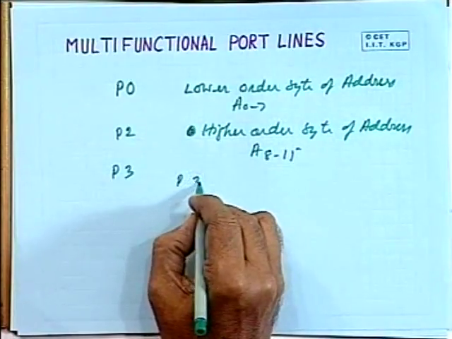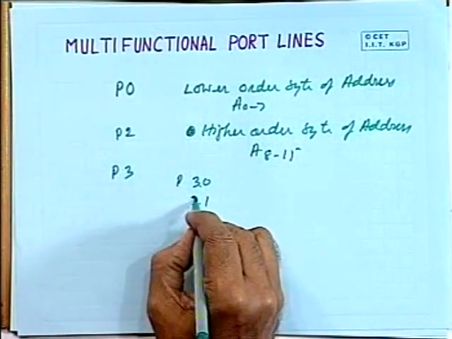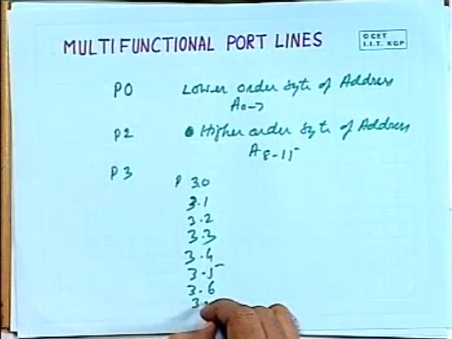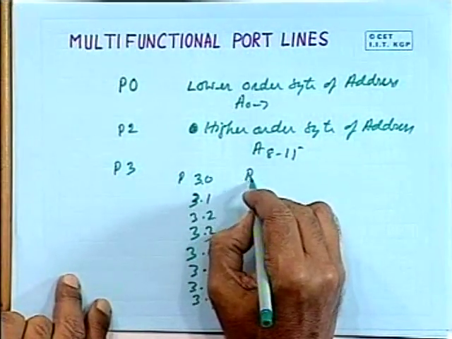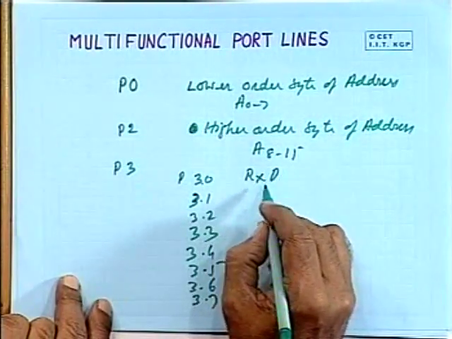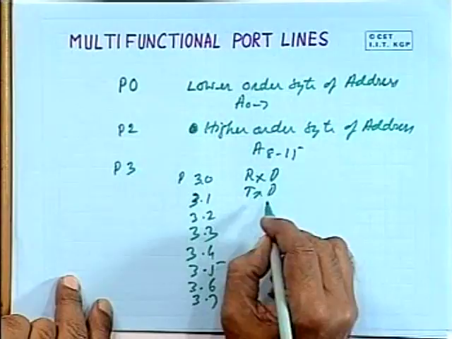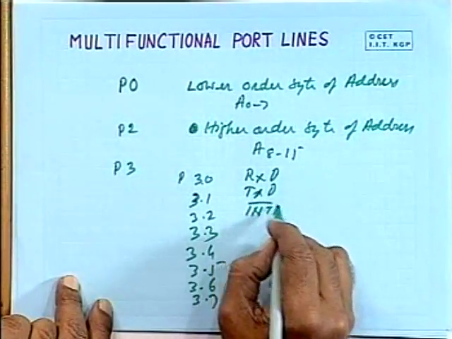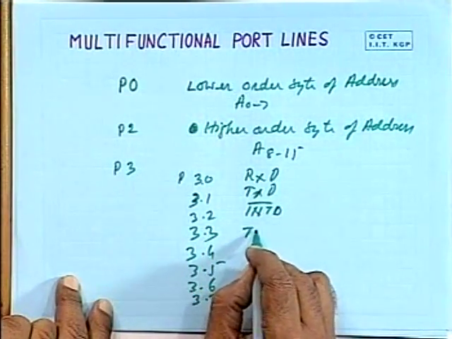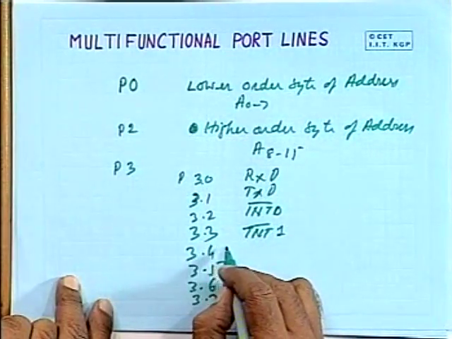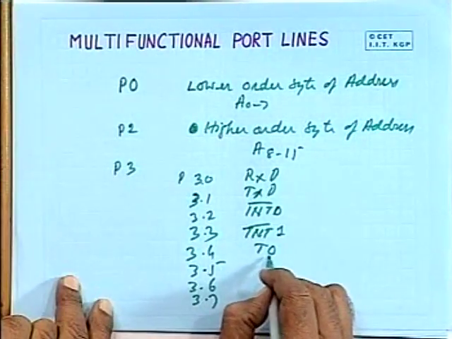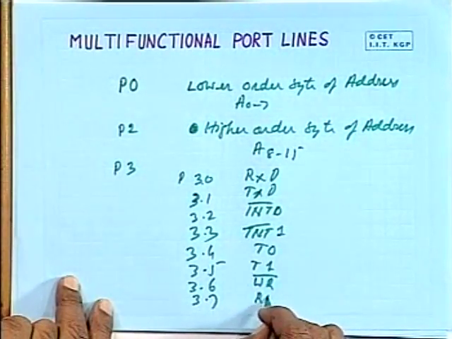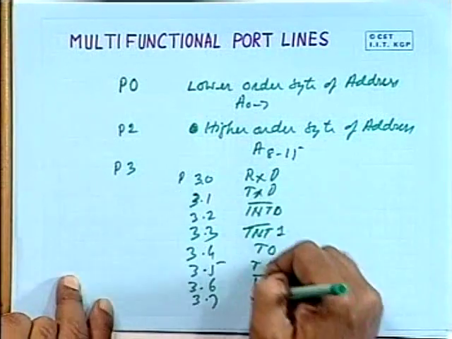For example, P3.0, 3.1, 3.2, 3.3, 3.4, 3.5, 3.6, 3.7, all are multifunctional, which is used as RxD, that means receive line for the serial data transfer, TxD, transmit line for the serial data transfer, and we have already seen this is acting as external interrupt 0, this is acting as external interrupt 1, 3.4 is the timer input, input for timer 0, this is acting as input for timer 1, and these two will act as write and read control. So these port 3 lines are also multifunctional.